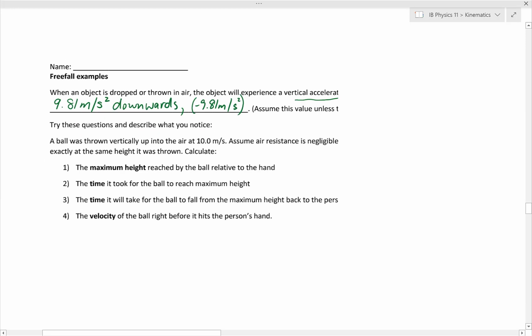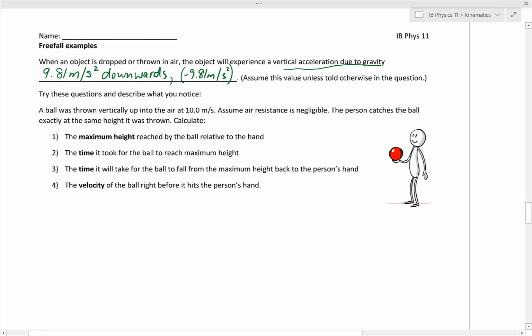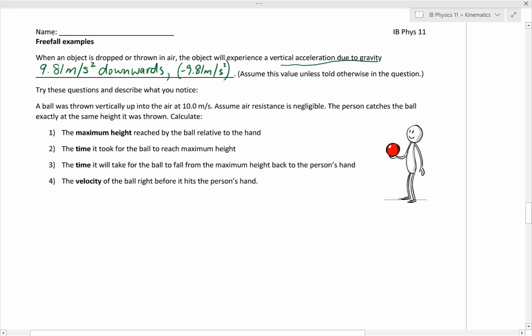Otherwise, if the question gives you a value for acceleration like 10 meters per second squared, then use that instead. For free fall examples to begin with, we're only going to be dealing with 1D examples.